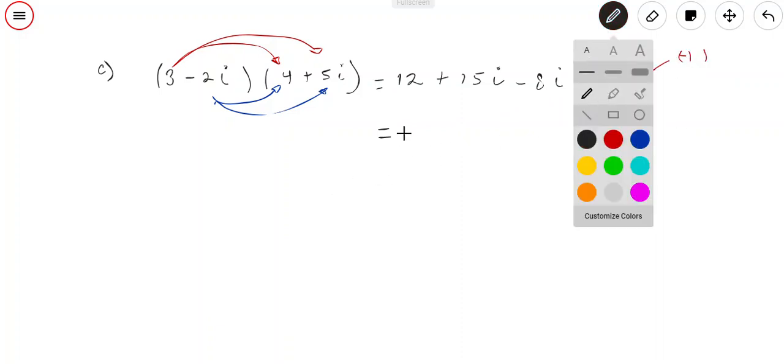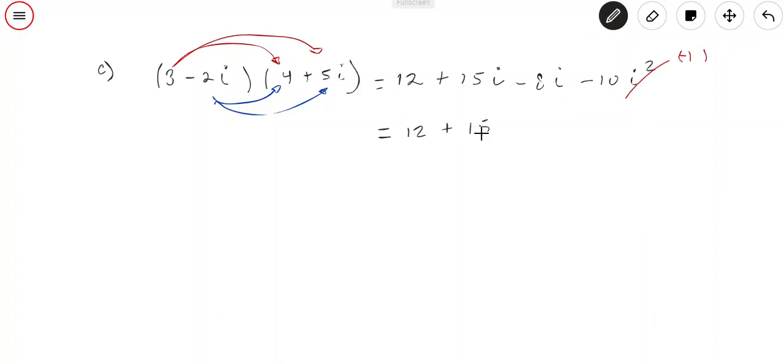So this becomes now here 12 plus 15i minus 8i. And then -10 times -1 will be +10. And now we combine real part with real part. So 12 with 10, 22. And 15i with minus 8i will be 15 minus 8, it will be 7. So we got 22 plus 7i. Super easy.